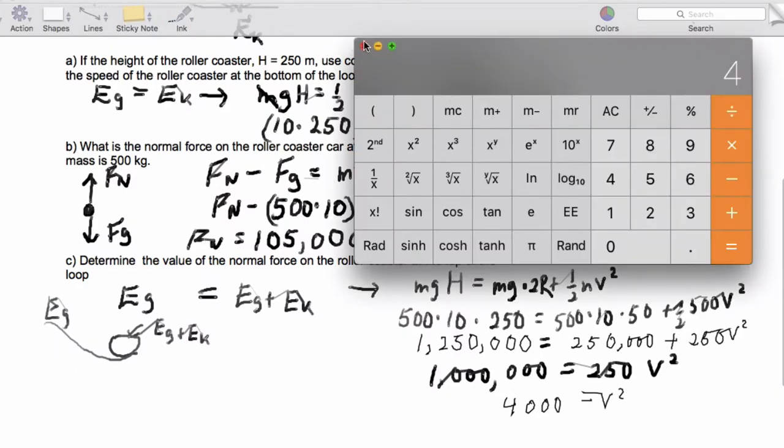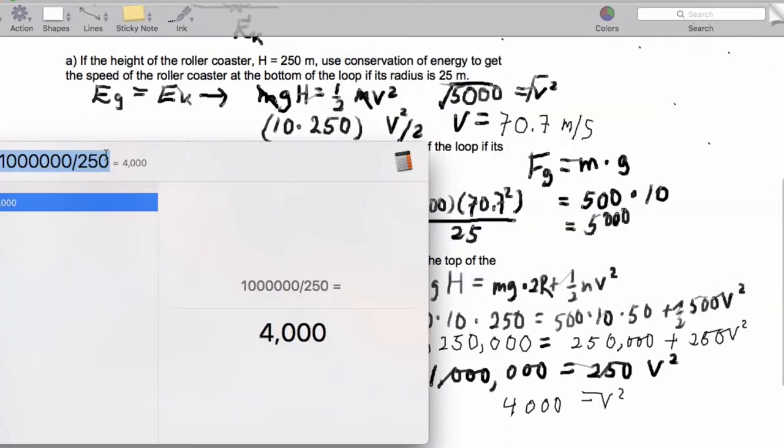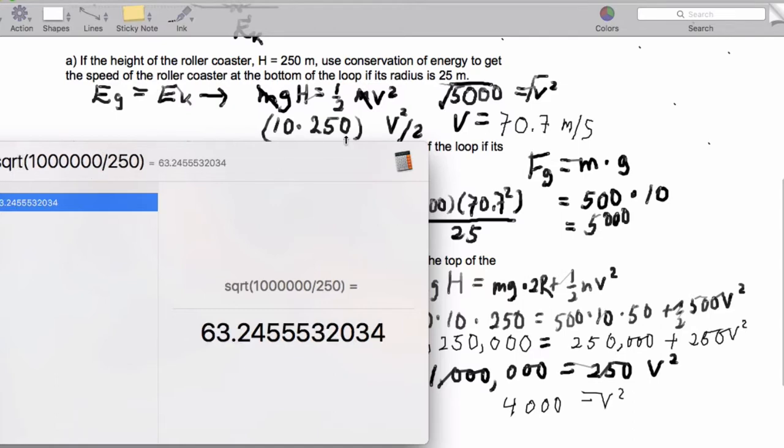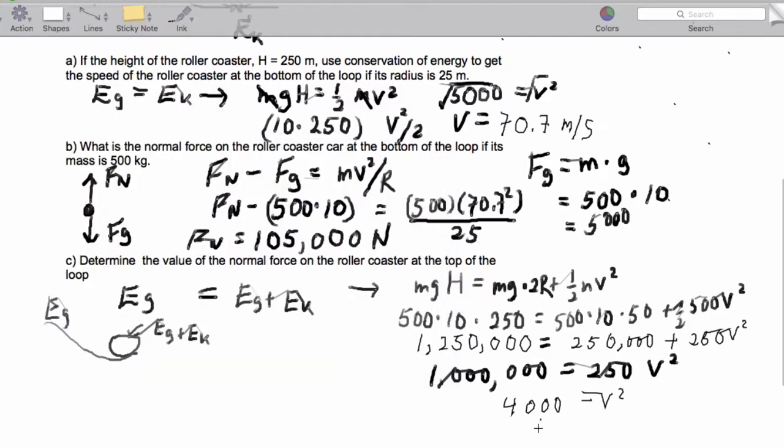So when we actually end up getting v, we end up getting about 63.25 is v at the top.